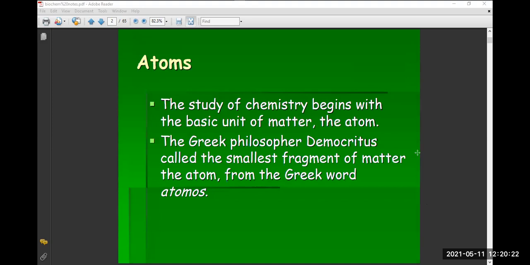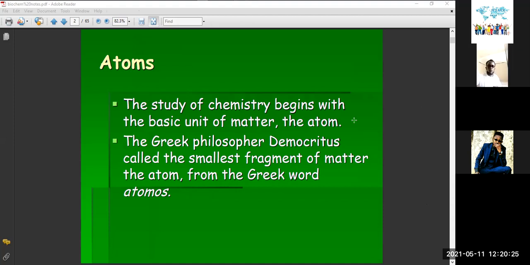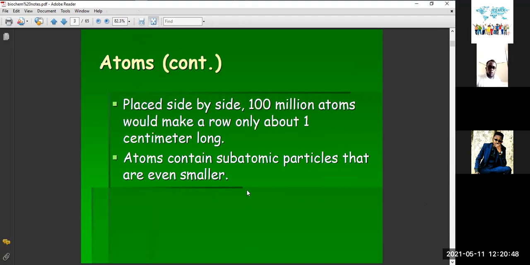So I'll just run through the introduction of chemistry here. The start of chemistry begins with the basic unit of matter, the atom. The Greek philosopher Democritus called the smallest fragment of matter the atom, from the Greek word atomos. This is just an overview of the basic chemistry that we're about to get into. Placed side by side, 100 million atoms would make a row only about 1 centimeter long. Atoms contain subatomic particles that are even smaller.